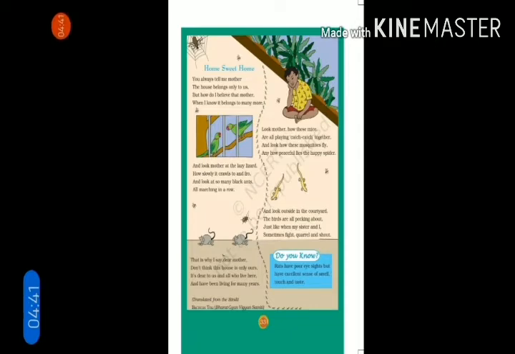Okay, so what does the child want to say in this poem? That along with us, along with the child, along with his parents and sister, there are many animals that are also staying with them, in their home. Okay, and what are these animals? These are spiders, these are ants, these are lizards, these are mosquitoes, mice, parrots. Okay, so there are many animals that are staying with that child. Okay, clear?